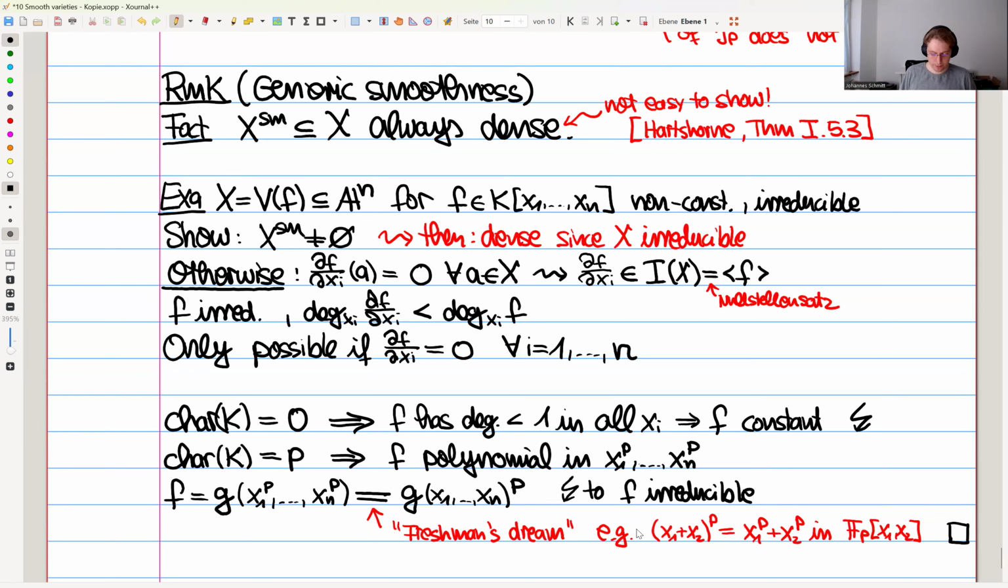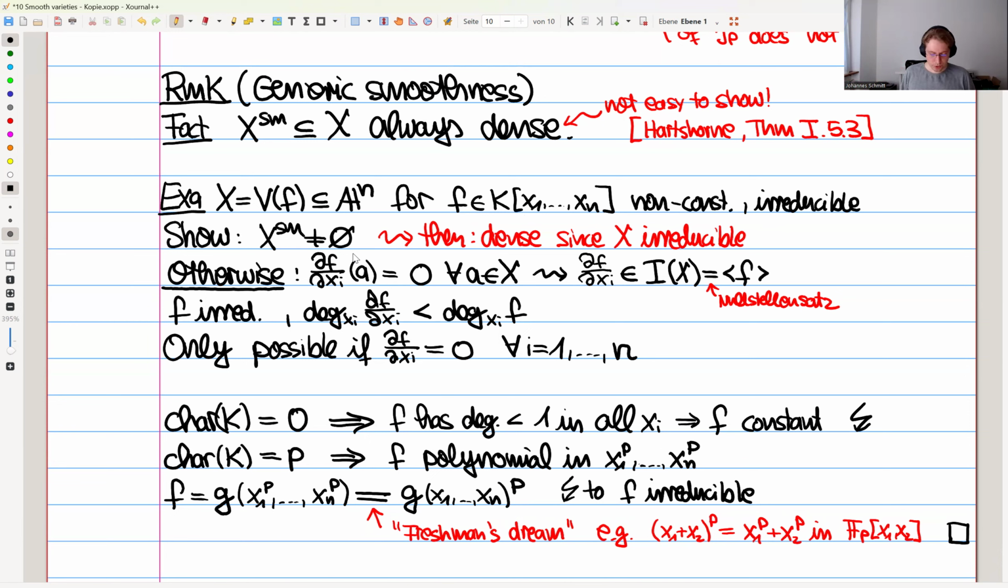So that's basically a very similar argument to the one here, which also shows this. You can draw this out, but now we reach another contradiction, because we had started all the way up here with f being an irreducible polynomial, but now we have written it as the p-th power of another polynomial. This cannot happen. And so finally we did reach a contradiction to the assumption that X smooth is empty.